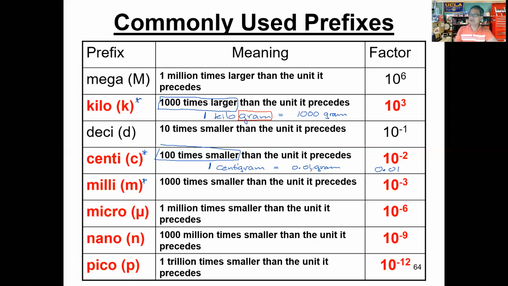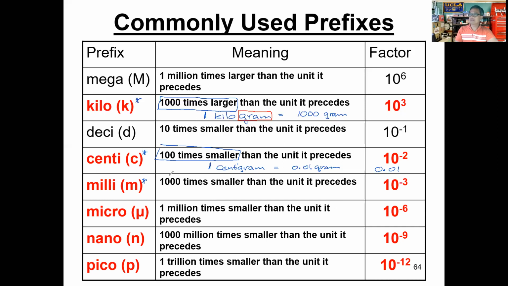Okay, so therefore we have this relationship here. Whenever you have the prefix centi, what we've done is made a unit that is smaller than the base unit. How much smaller? 100 times smaller. So you take 100th of a gram, and that will be equal to 1 centigram. Okay, let's continue on with this real quick, and then we'll finish up.